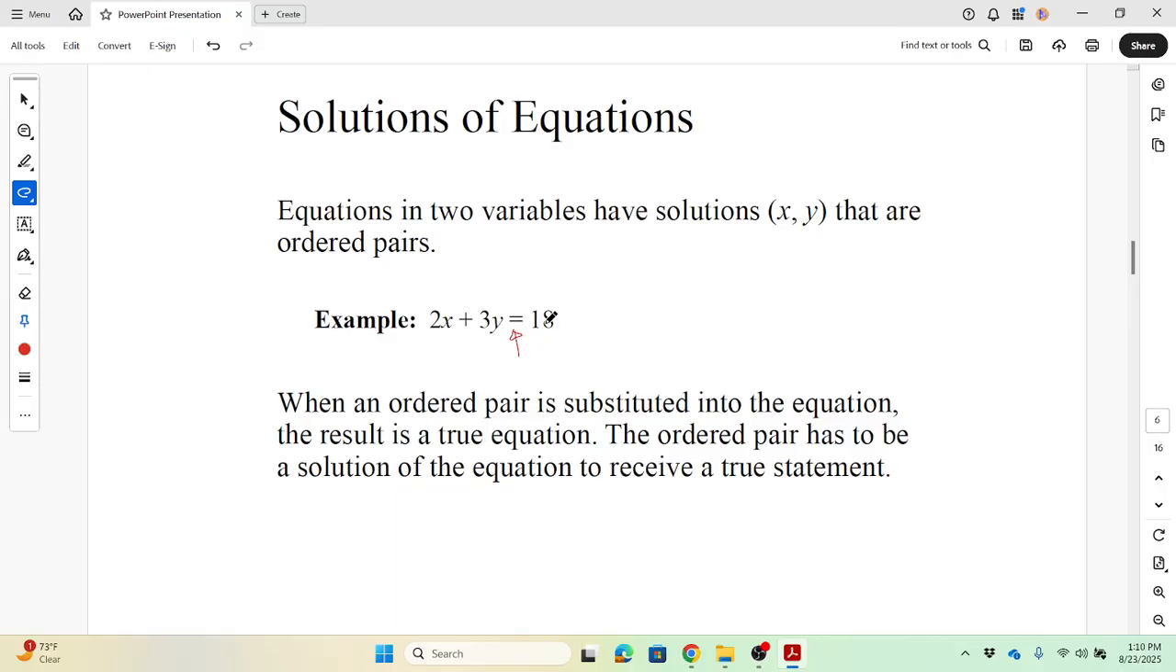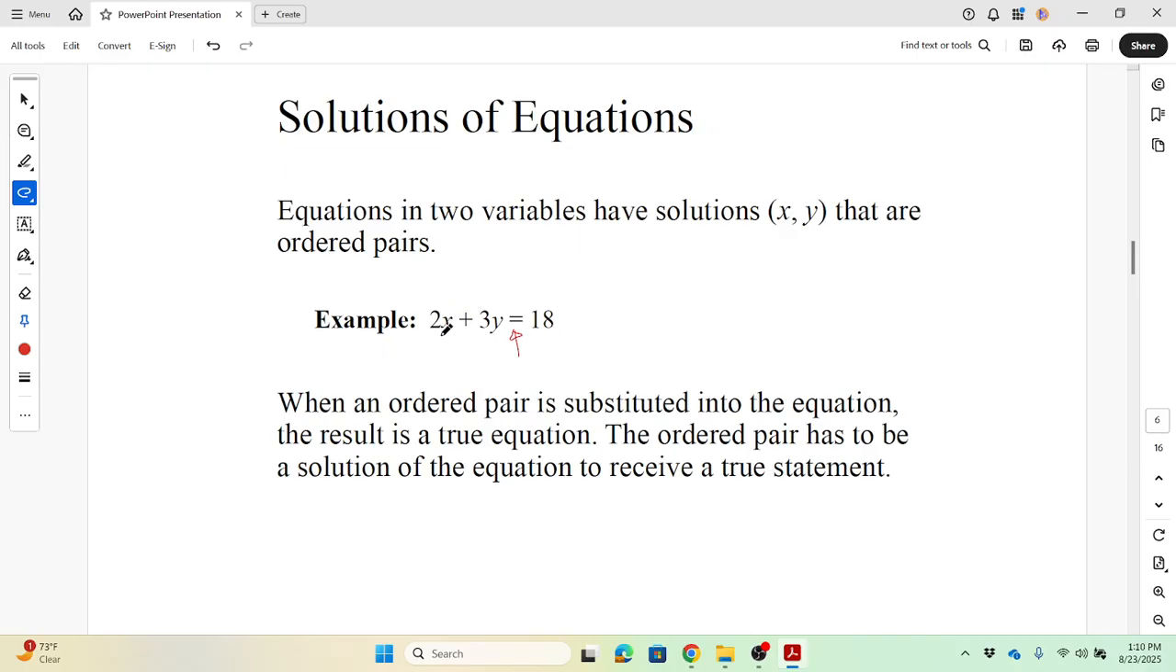Think about this. Let's say x represents the price of a marker, and y represents the price of, let's say, a pencil. So 2 times the price of the marker plus 3 times the price of the pencil is supposed to equal 18, let's say 18 bucks. So this is just a statement. This is called an equation in two variables because there are two variables, x and y. The solution of this equation means finding the values of x and y which give you a true statement, meaning both sides are equal. That's the solution of the equation.